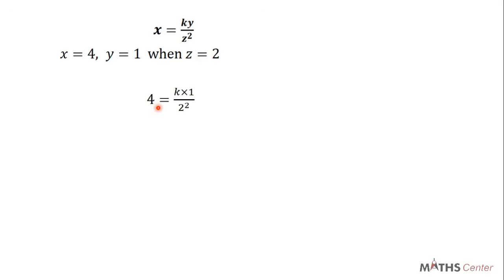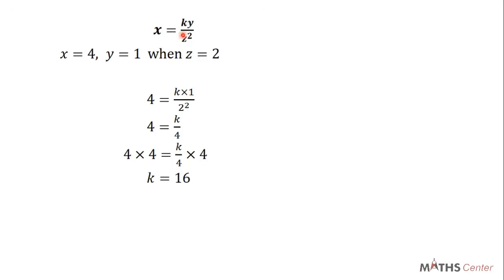If you do that, we are going to have 4 is equal to k times 1 divided by 2 squared. This will give us 4 is equal to k divided by 4. We solve this linear equation, so you multiply the left hand side by 4, the right hand side by 4, and k will give us 16 because 4 and 4 will cancel, so k will give us 4 times 4, which is 16. So we have now found the value of k.